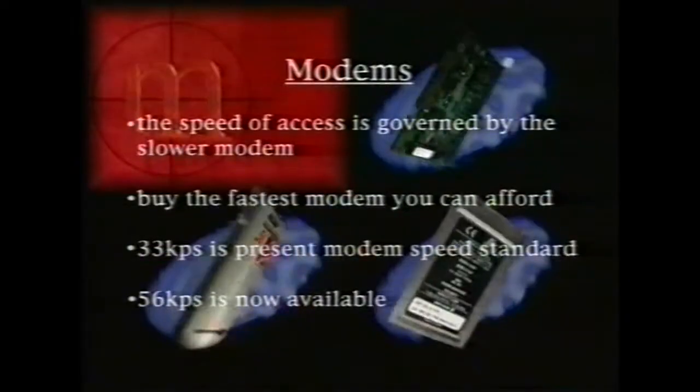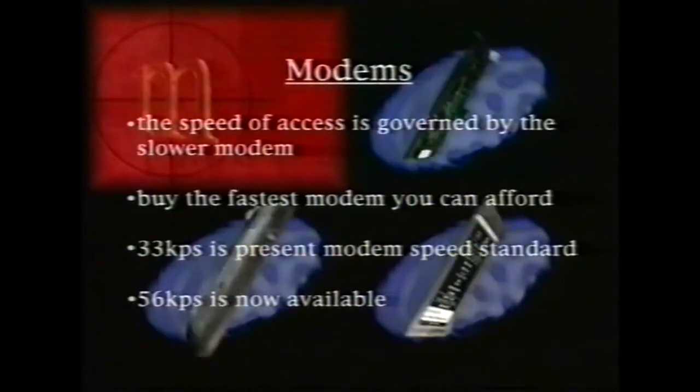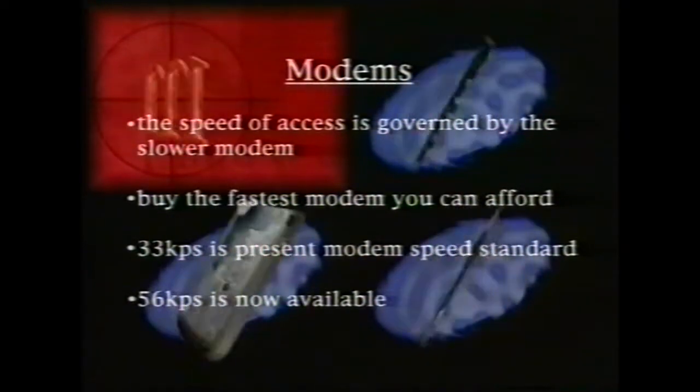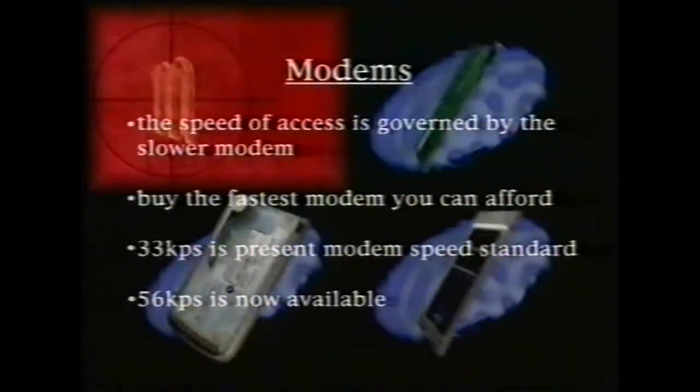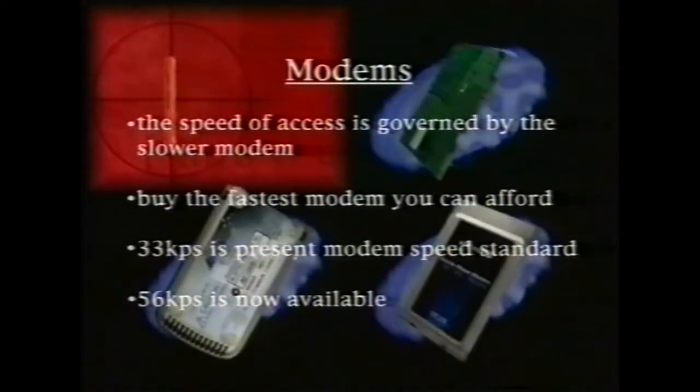In terms of modem speed, like most things, the faster the better. However, remember that internet access time is not the speed of your modem, but the speed of the modem you're talking to. In other words, if you've got a high-speed modem, but you're talking to a modem that is lower speed than yours, the speed of access is governed by the slowest modem. However, bearing this in mind, it still pays to buy the fastest modem you can afford. The standard today is 33 kps or kilobytes per second. 56k is becoming a new standard, but 33 should be your minimum requirement.